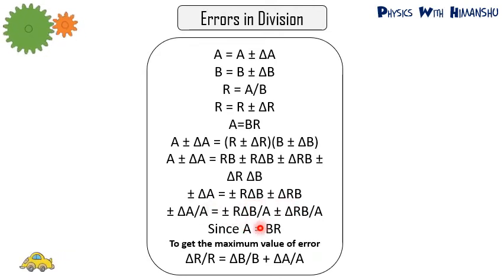Shifting to that side and putting the value of A equal to BR, we will again get del R by R equal to del B by B plus del A by A. See, if we solve this equation, you will get a negative sign here. But we want to find the maximum error that can be there. So while calculating errors, we'll never use a negative sign. We'll always add up the errors so that we can get the maximum error that can be there. Okay, so how to solve questions of errors.